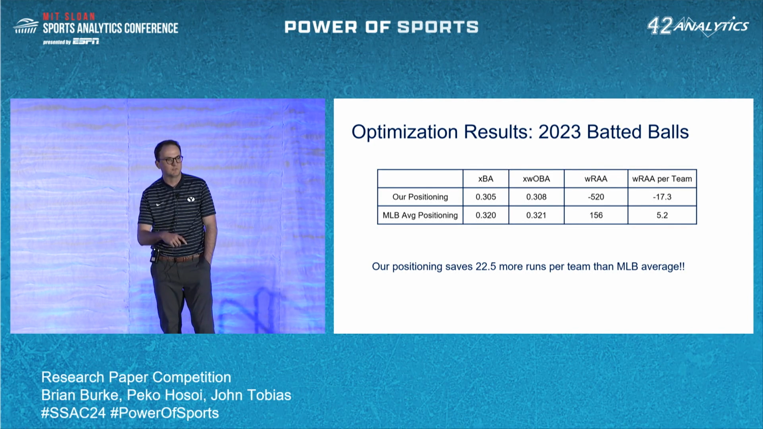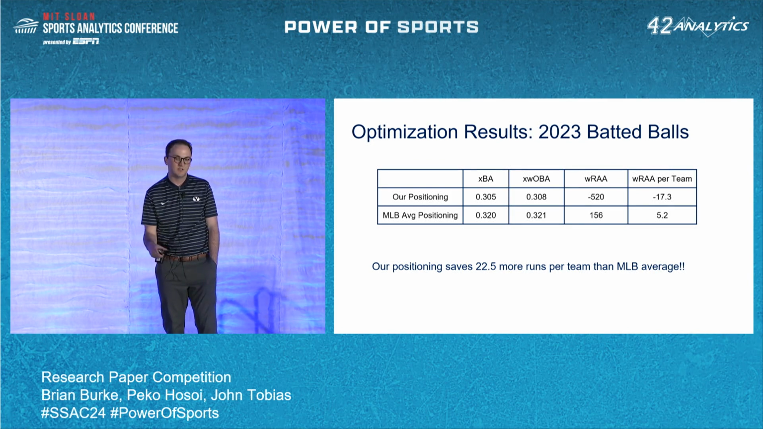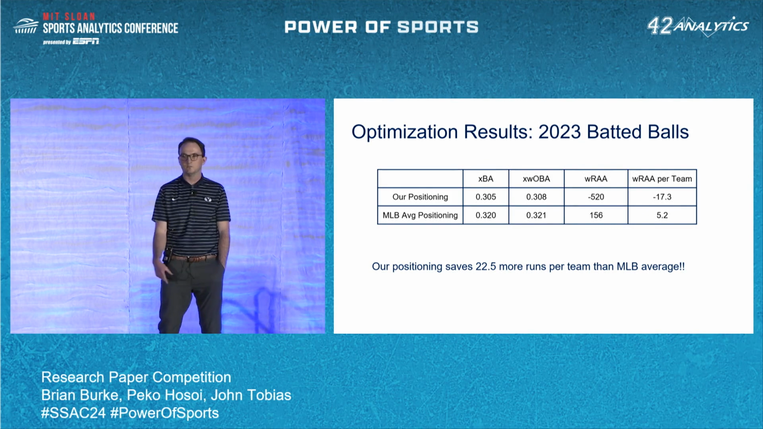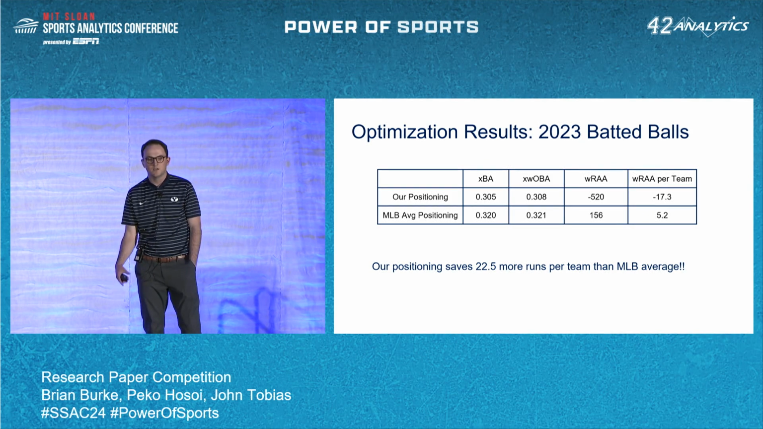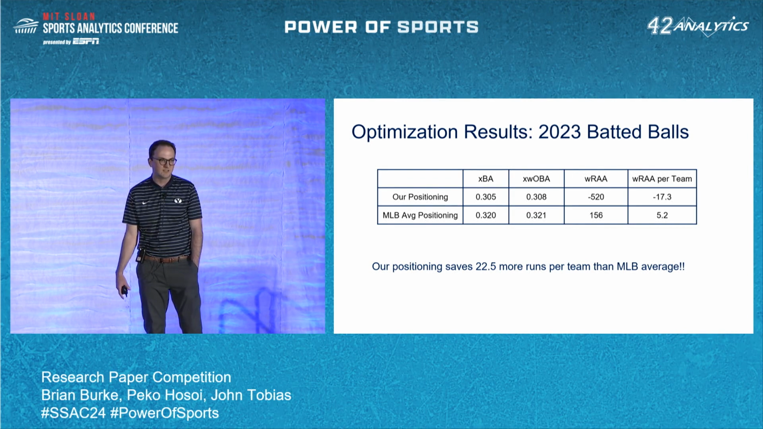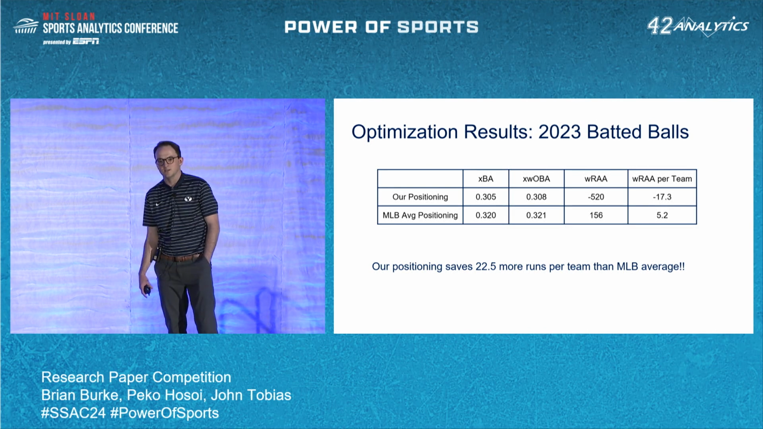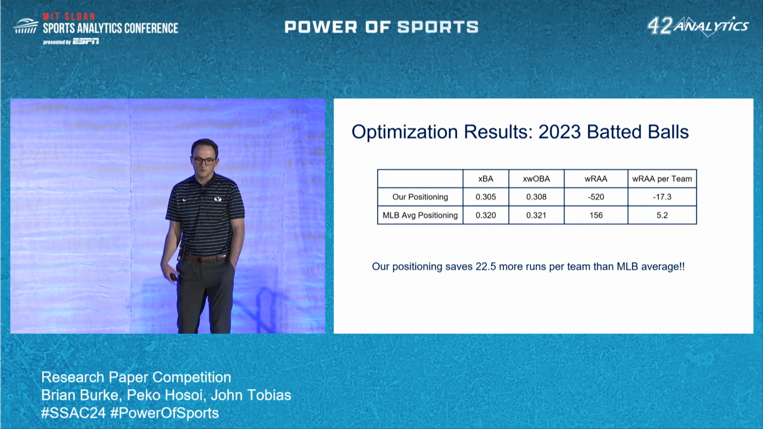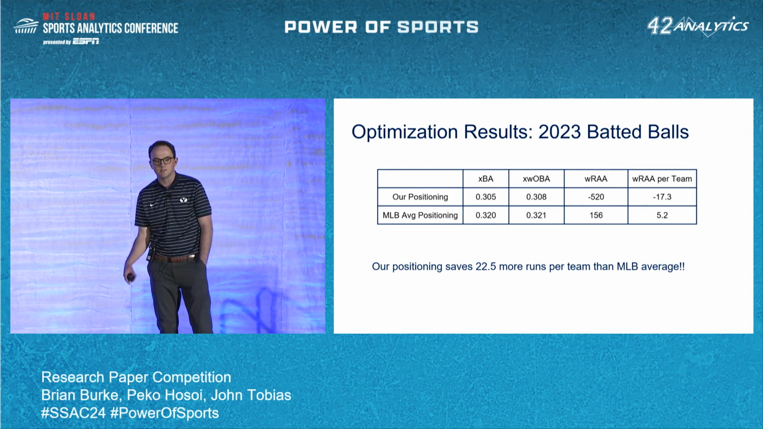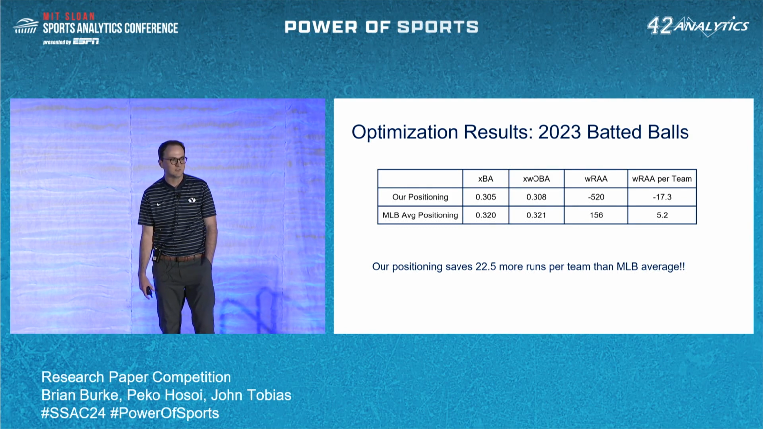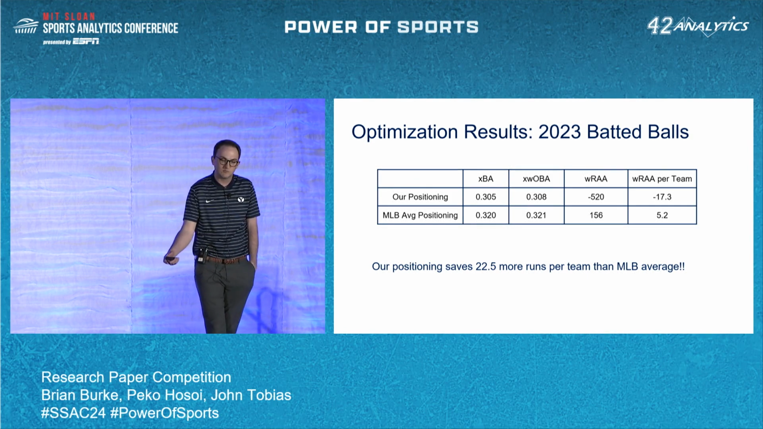Now remember I said wOBA is related to runs by an affine transformation. That's that third column there. So if I apply that transformation, I get the third column, which is weighted runs above average. For our positioning, it was negative 520, and for MLB average, it was 156. And then if you just divide that by 30, you can get per team. Ours was negative 17.3, and MLB average was 5.2. So we look at this table and we say our positioning saves 22.5 more runs per team than MLB average, which is pretty amazing. I was thrilled.